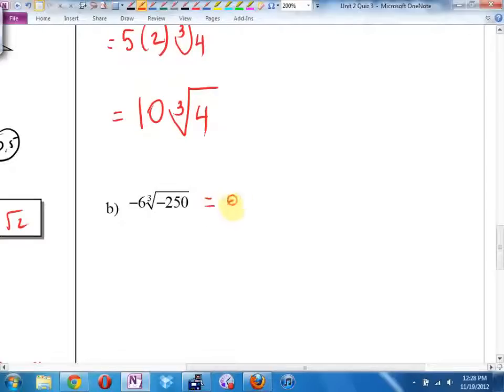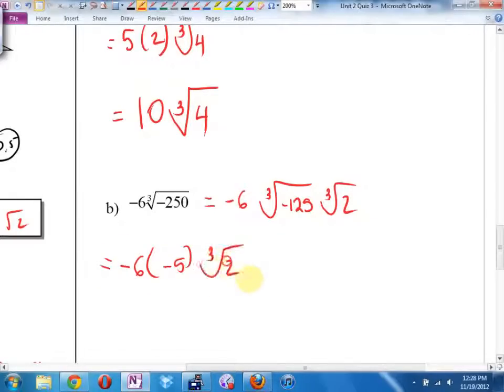I'm going to rewrite this as negative 6 cube root of negative 125 cube root 2. Now, if you left the negative inside the root, that's going to be okay, but just have patience, and I'll tackle that in a second. I think you're going to get negative 6 times negative 5 cube root 2. Do you get positive 30 cube root 2 as your final answer?